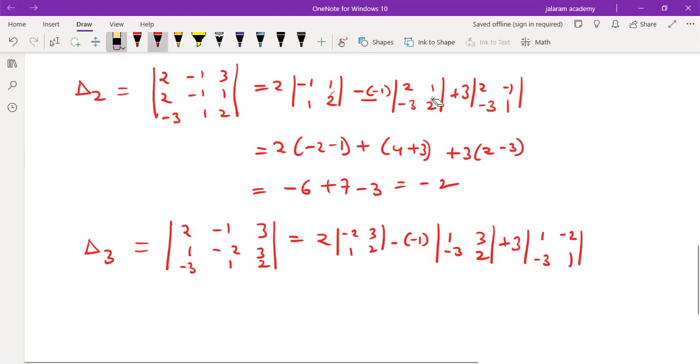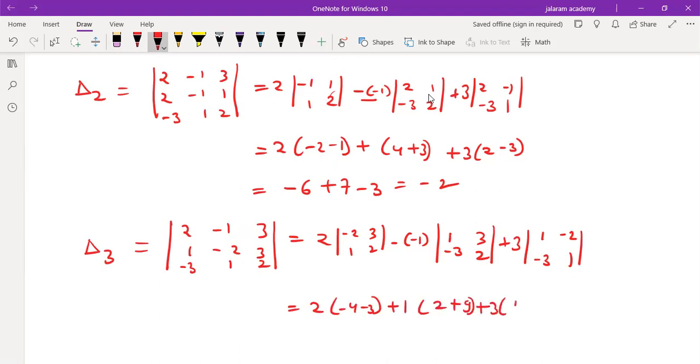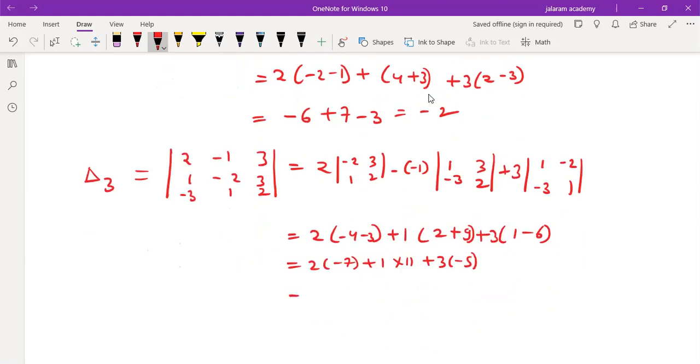So it is equal to then 2 into minus 4 minus 3, minus minus plus 1 into 2 minus minus 9, so it is plus 9, plus 3 into 1 minus 6, which is equal to 2 into minus 7 plus 1 into 11 plus 3 into minus 5, that is minus 14 plus 11 minus 15, minus 29 plus 11 is 18.